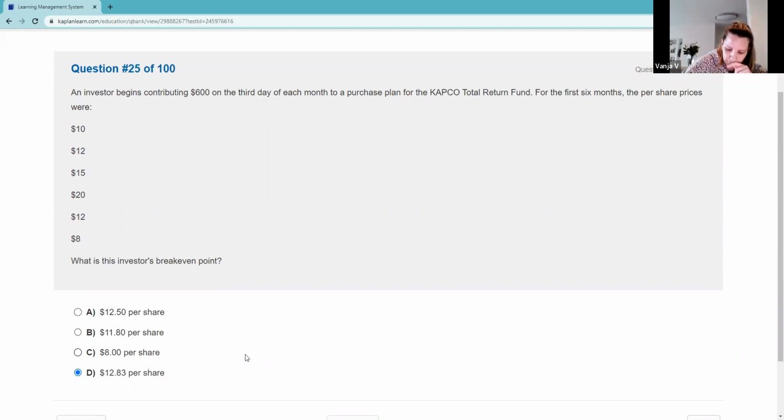Now, as I mentioned, I think this was funky, but you should definitely note what makes dollar cost averaging work: fixed dollars invested regularly, like $600 every month. What's the end result? You're going to end up having a lower average cost, 11.80 in this example, than the underlying shares. If we took the 10, 12, 15, 20, 12 and 8 and divided by 6, that would give us the average price. And it doesn't guarantee a profit.